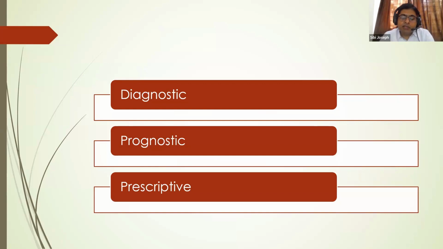Now, CPRs should be differentiated by their purpose into three distinct subgroups. One is the diagnostic CPR. Next, we have the prognostic CPR. Then we have the prescriptive CPRs. Diagnostic, prognostic, and prescriptive. CPRs of all three types are becoming increasingly prevalent in rehabilitation.